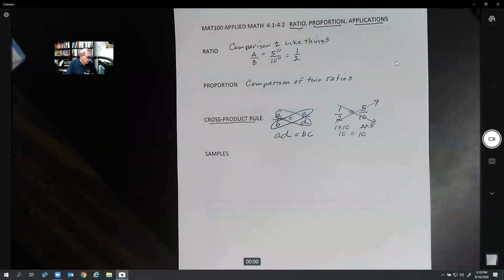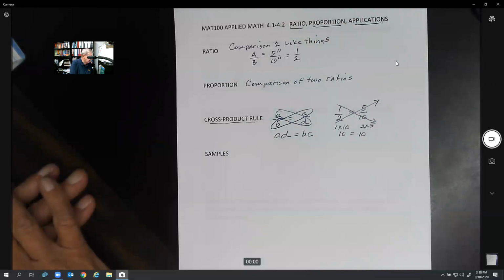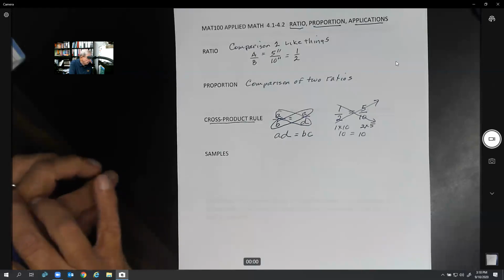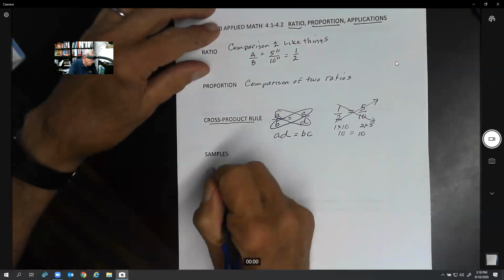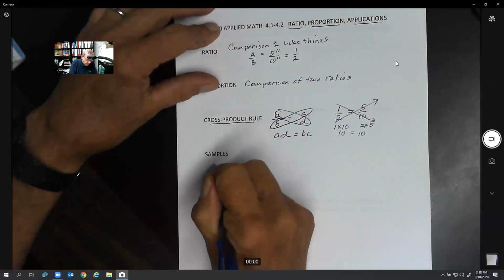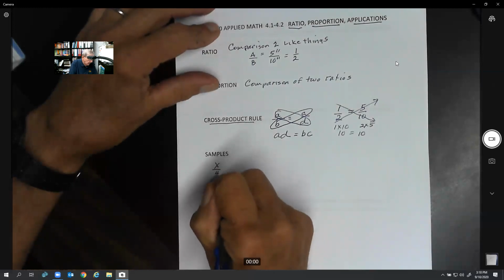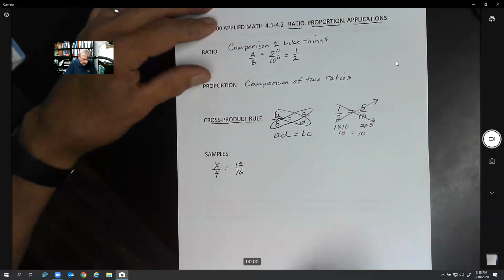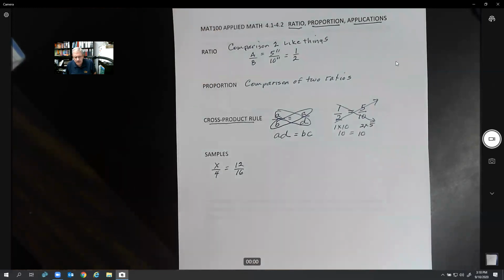But we're actually going to try to solve some proportions, and we're going to try to do it real easy. We're not going to knock ourselves out. There are a couple of different ways you could do it. But let's try this one. We have x is to 4 as 12 is to 16, and you can follow along in your book if you have it. This is on page 187.